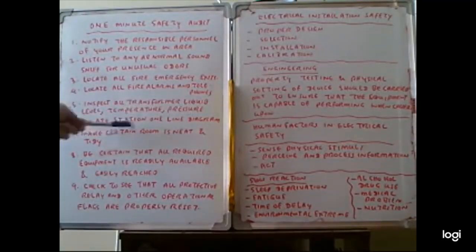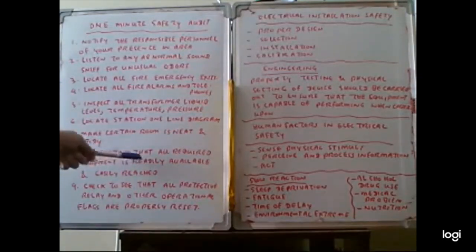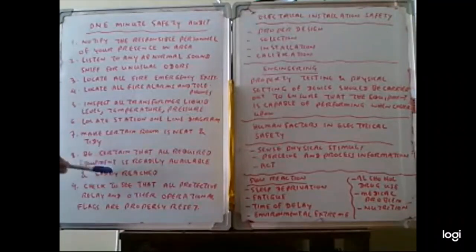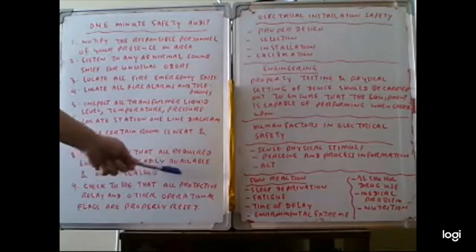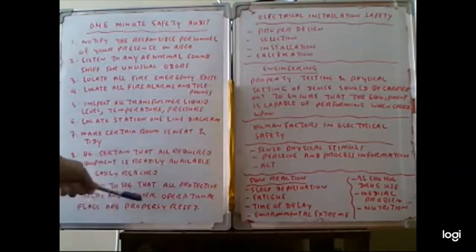Seven, make survey, log history and night. Eight, survey that all required equipment is readily available and easily reached. Nine, check who's is dead. All relay displays and other operational flags are properly reset. Those are the one minute safety steps. Use them to quickly assess the safety situation in the substation.